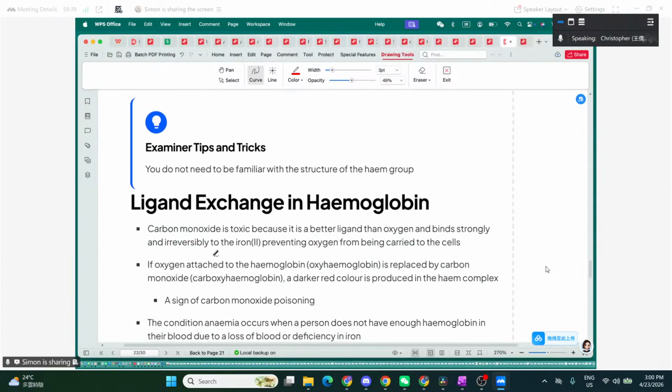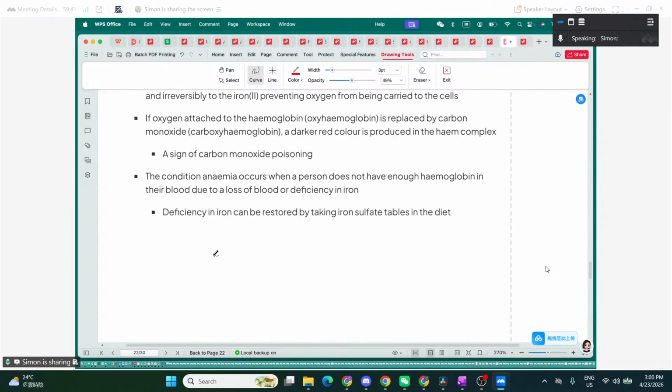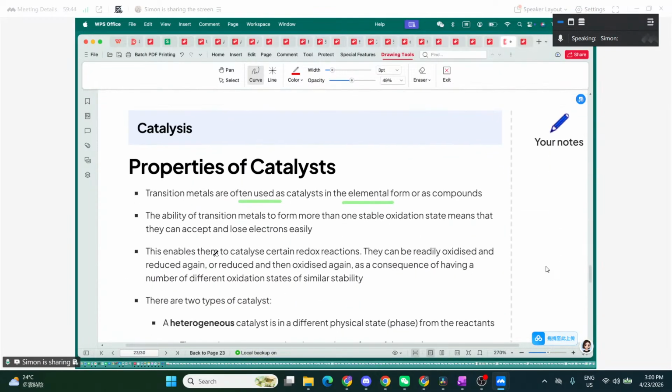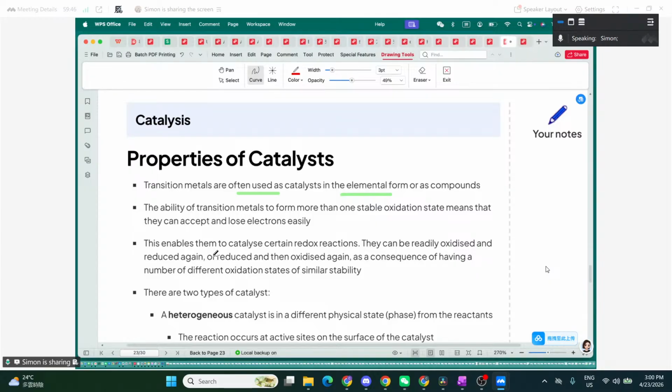Another property for the transition metals, the fourth property, is catalysis. What is a catalyst? It provides a lower activation energy. We know transition metals are often used as catalysts in the element form or the compound form.